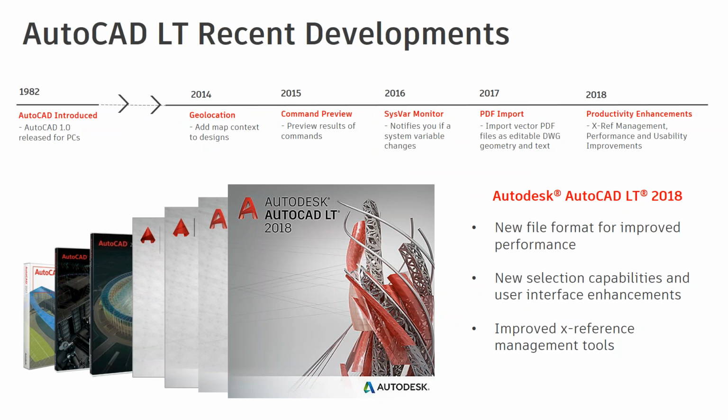and here you can see some of the things we've done lately. So all the way back to 1982, you can see some of the items that we've added in recent years. In 2017, we added the ability to import vector PDFs and edit them as editable DWG geometry. This year, we've improved the PDF import capability, delivered a new file format for improved performance, and enhanced our selection and X-reference management tools, all with the eye towards improving your productivity and helping you work the way that you want to.